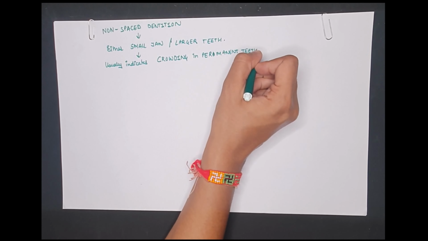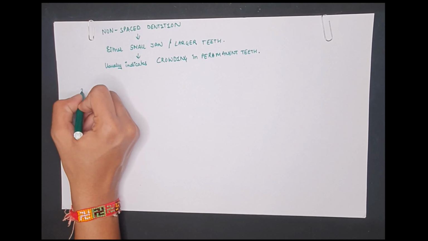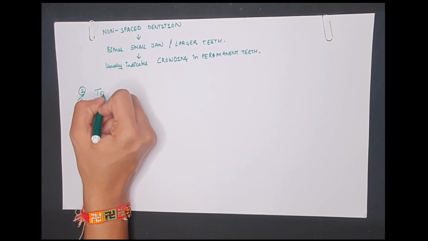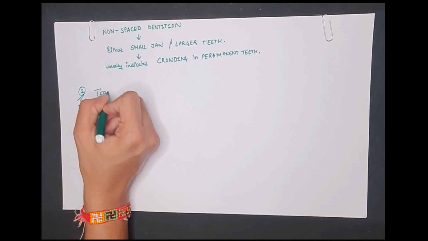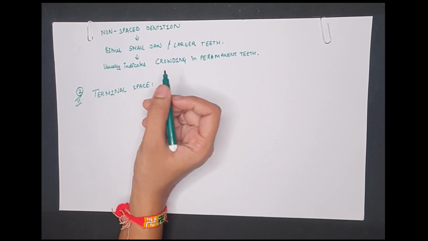So one should go to the dentist on a regular basis to avoid such complications in the permanent dentition. The picture shows there are no physiologic spaces in the given primary dentition, and this will lead to crowding when the permanent teeth erupt. Now, let's discuss the terminal plane.